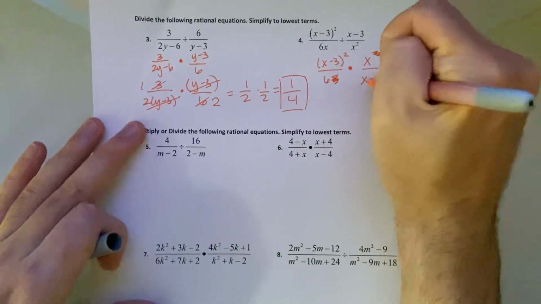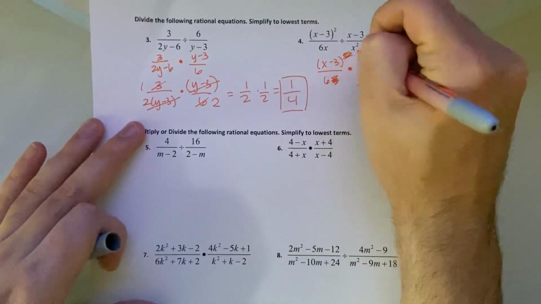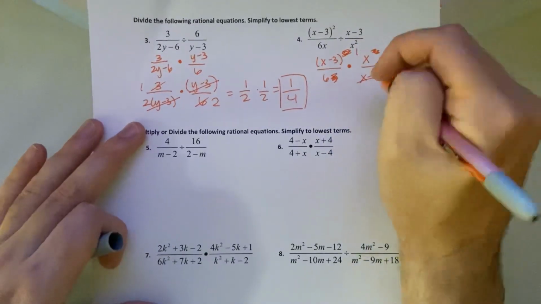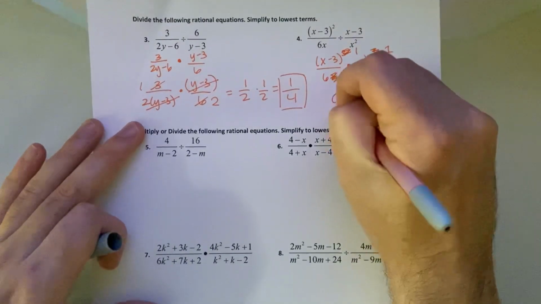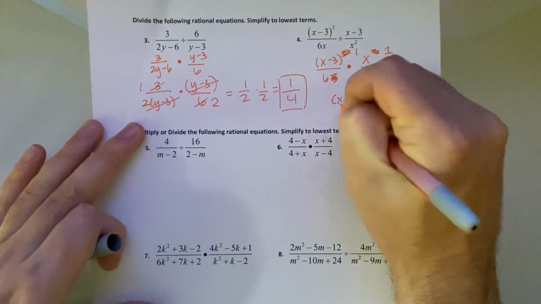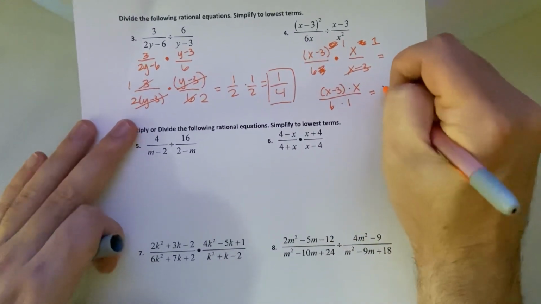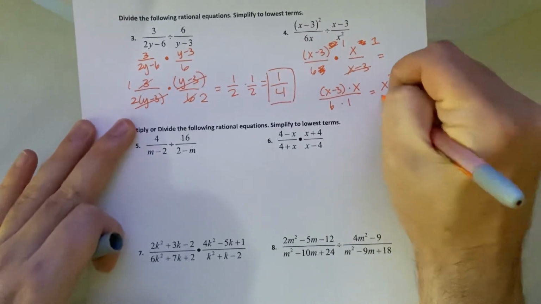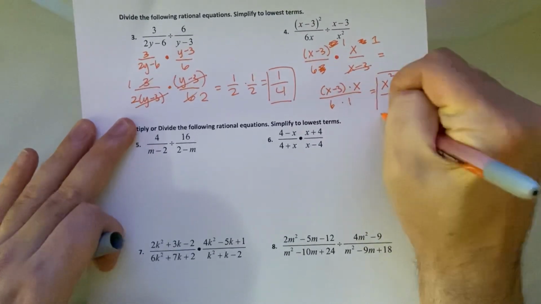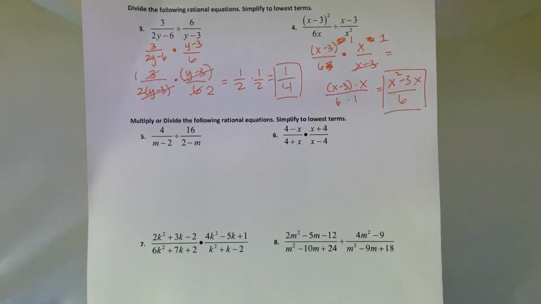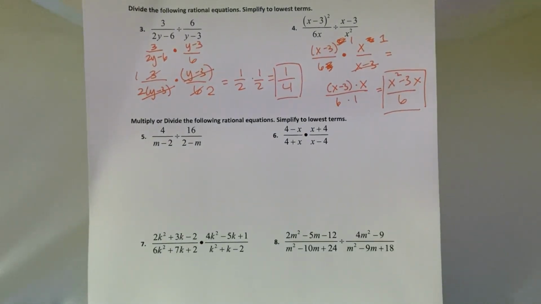Same thing with the x minus 3's. This cancels. This goes to a first power. Multiply across. I get (x minus 3) times x over 6 times 1, which I would write as x squared minus 3x all over 6. I think you can multiply out. There's an argument for not doing it in case you're trying to clean up further, but I think you can always multiply out as well.